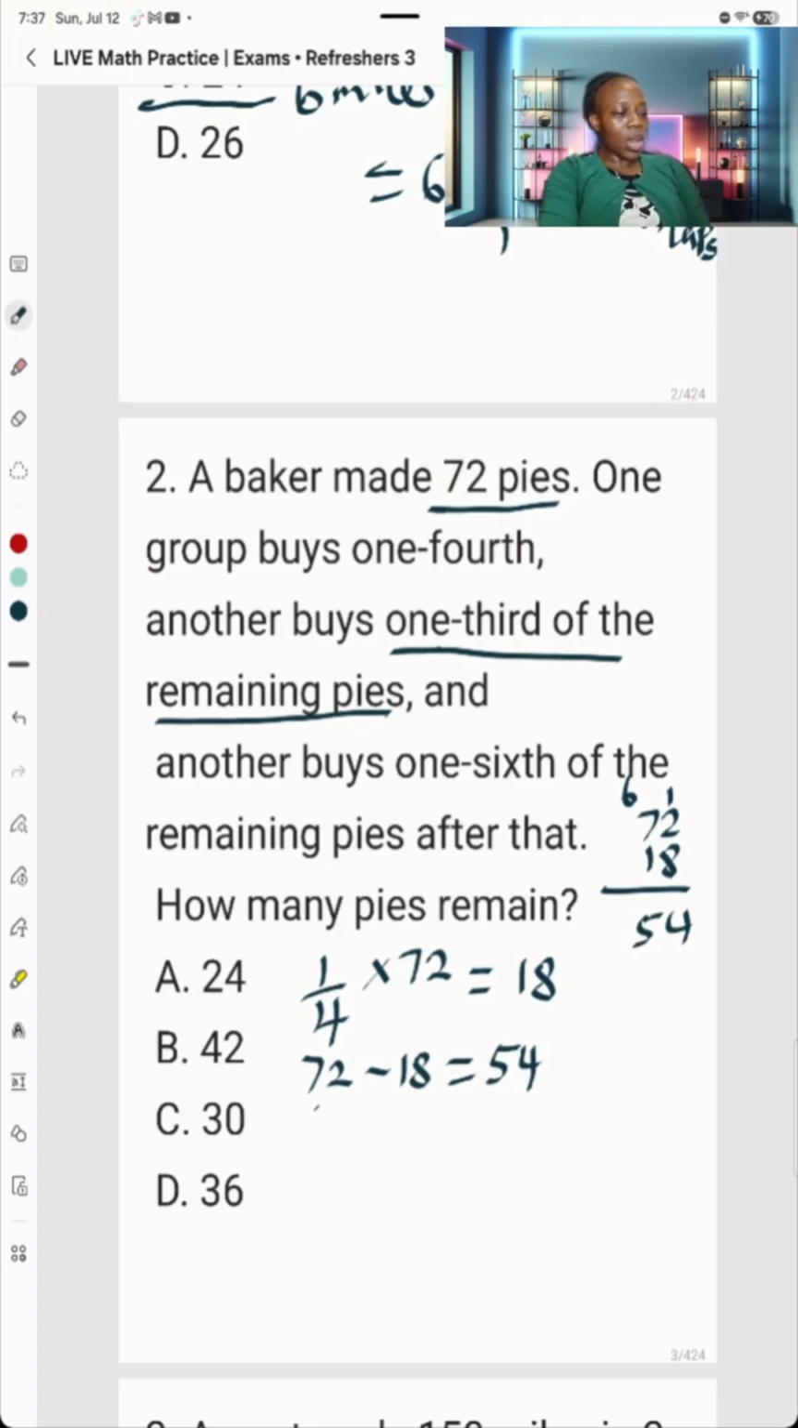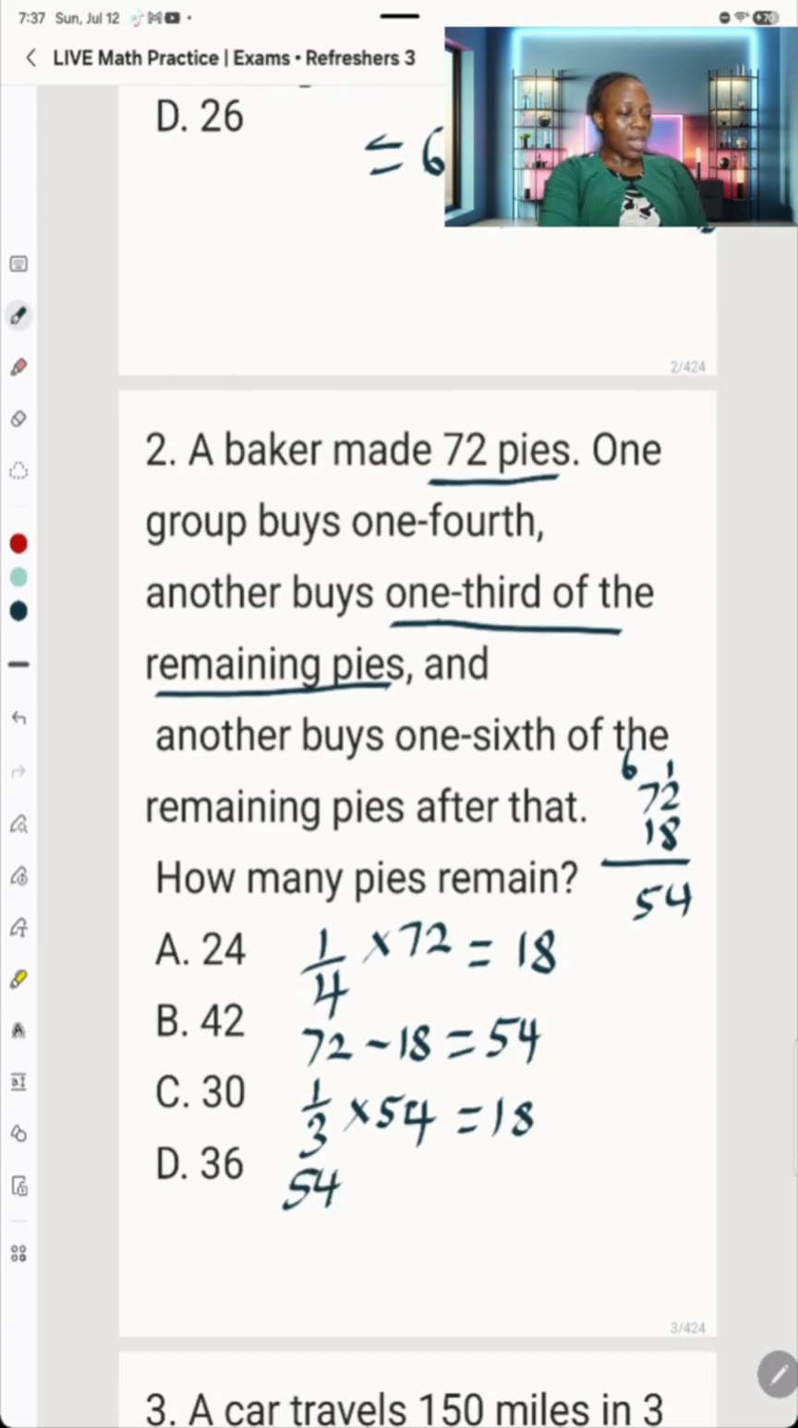Let's find 1/3 of 54. That is going to be 18. So 54 minus 18 now. Let's subtract 18 from 54 again. That is going to be 36.